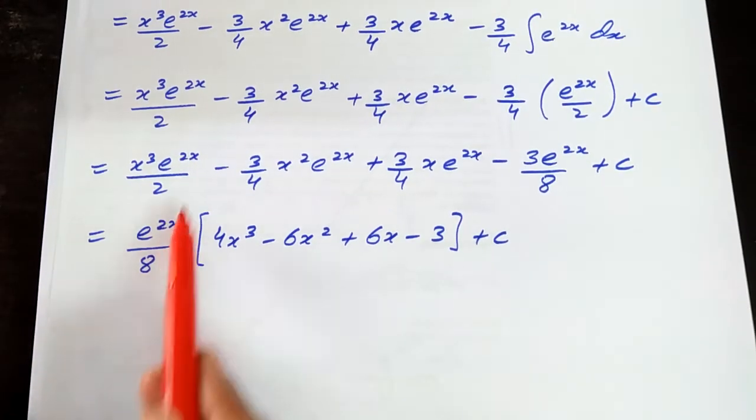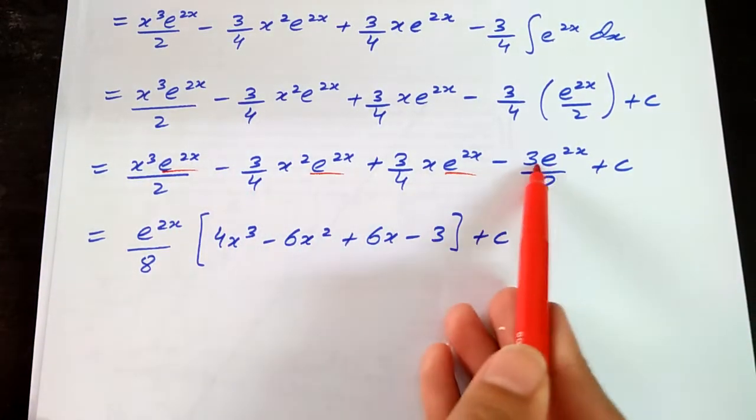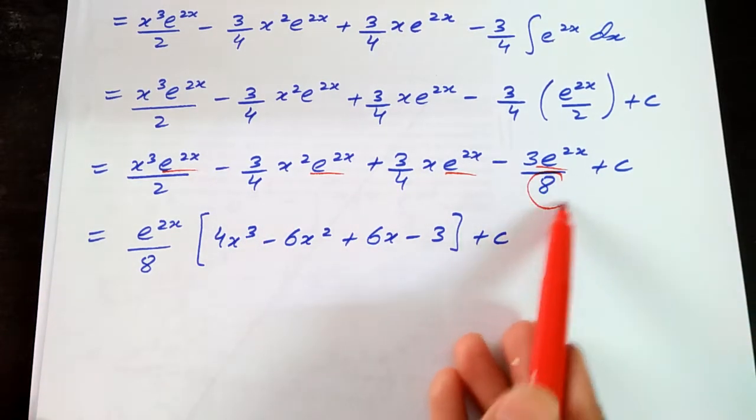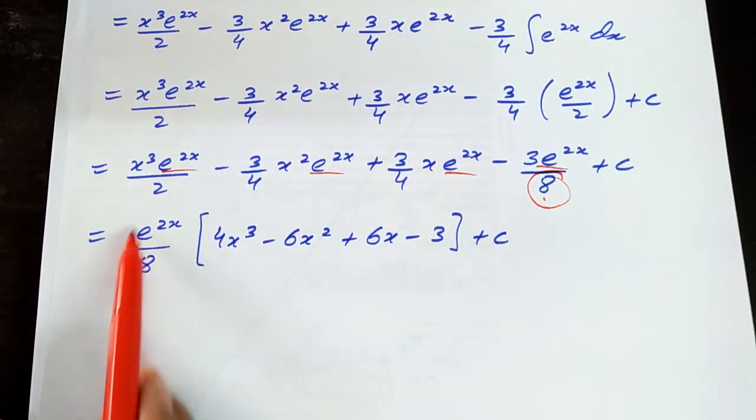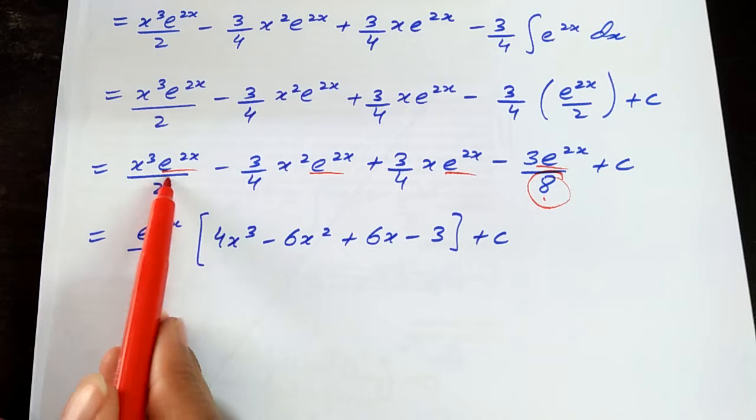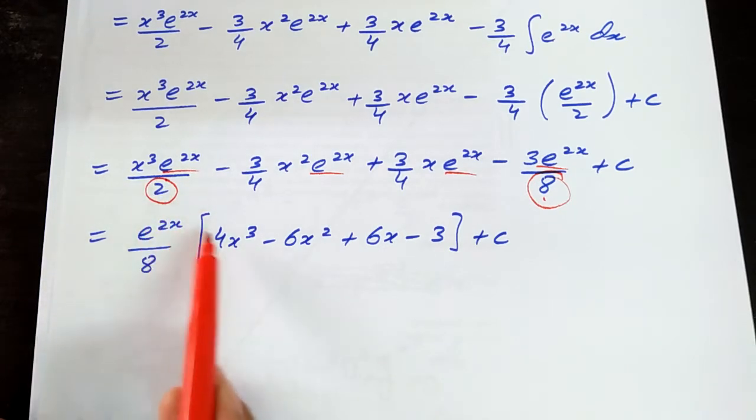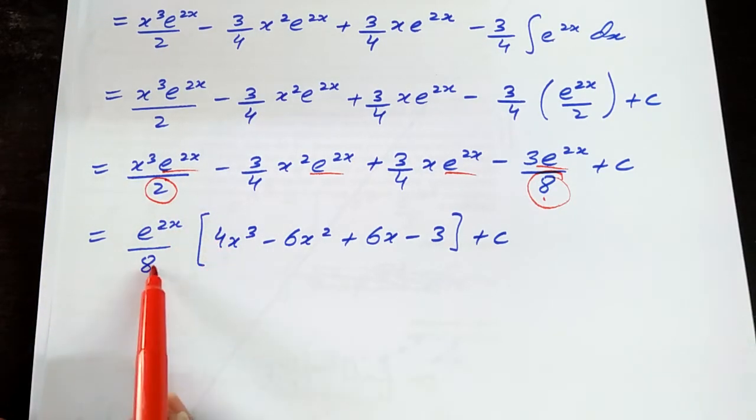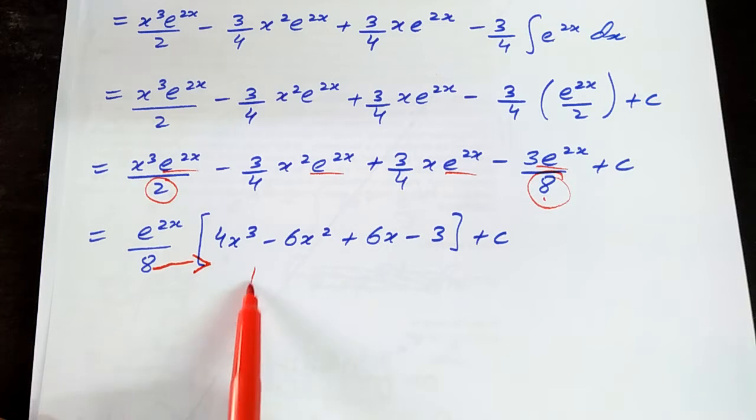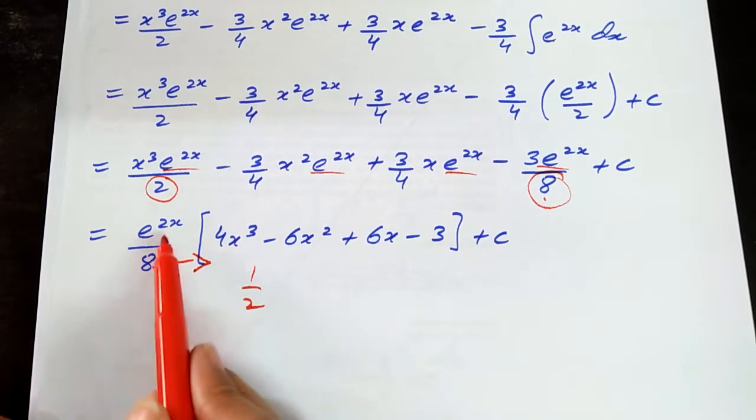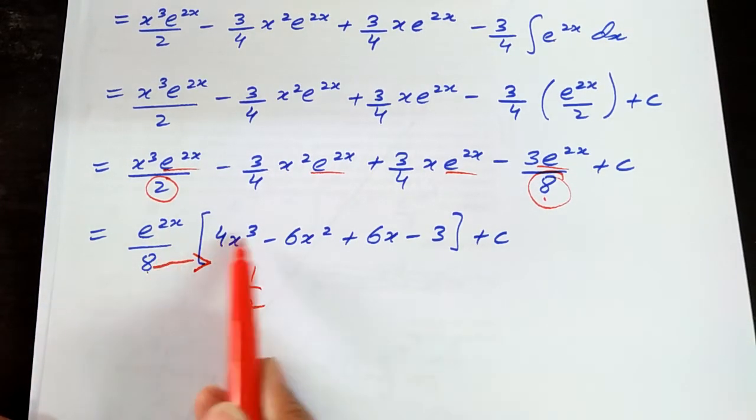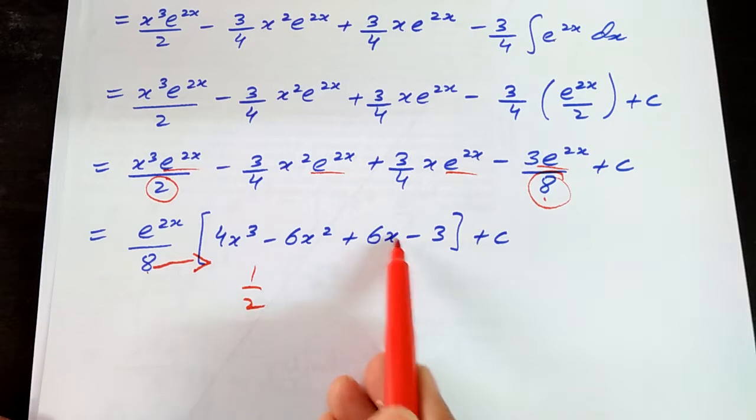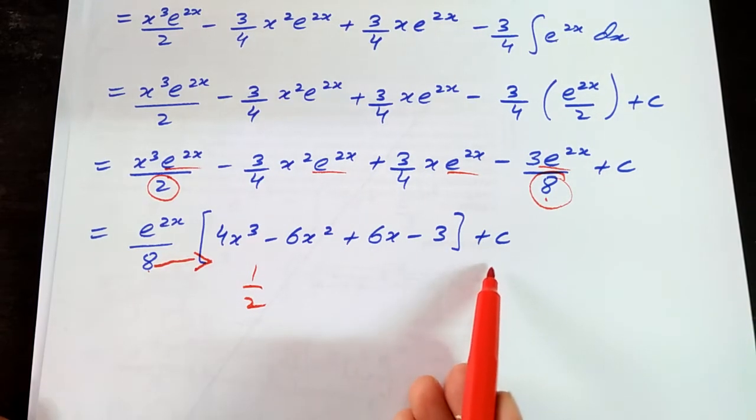I have taken e raised to power 2x as common from all these terms, and the highest denominator is 8, so I have taken 1 over 8 as common. Since it has only 2, just write 4 here, because if we multiply 1 over 8 inside, we'll get back 1 over 2 here. Then we get e raised to power 2x over 8, 4x cube minus 6x square plus 6x minus 3 plus constant of integration.